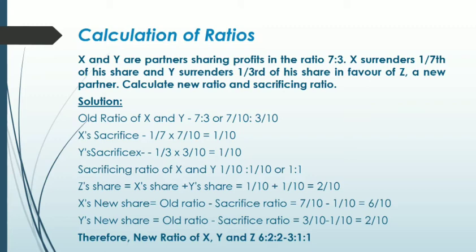Same as we'll calculate Y's new share, that is old ratio minus sacrifice ratio. The old ratio of Y is 3 upon 10 and the sacrifice ratio is 1 upon 10. Here also the denominators are same. So 3 minus 1, 2. Therefore the new share of Y is 2 upon 10. Therefore the new ratio of X, Y and Z is 6 is to 2 is to 2, that is 3 is to 1 is to 1.